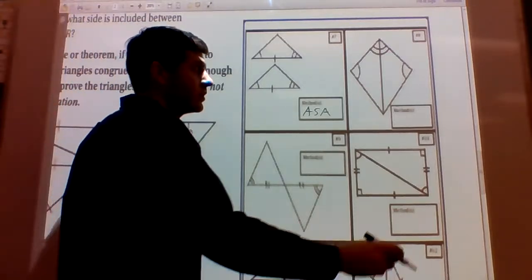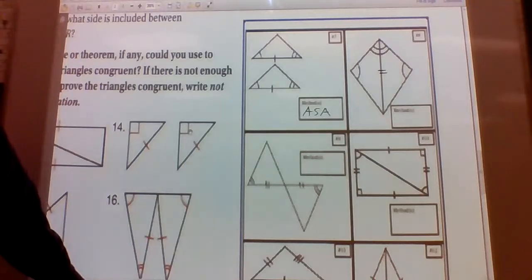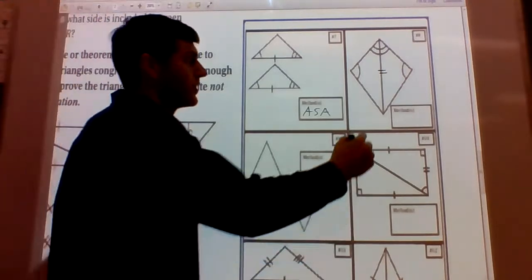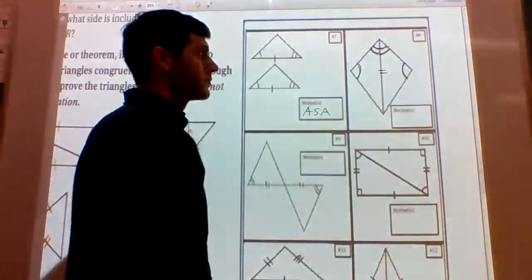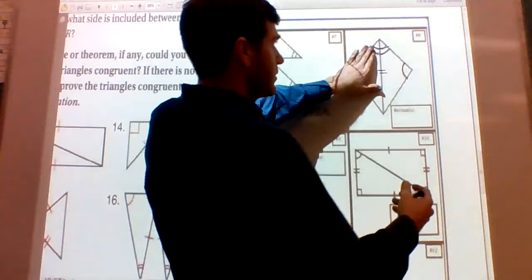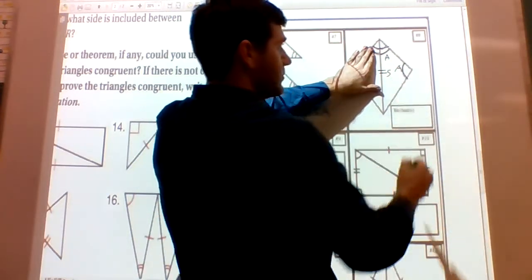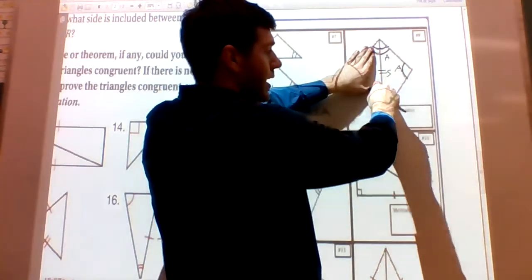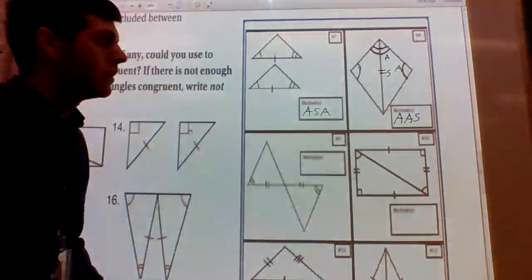Okay. Next one, we notice a shared side. So we can put that in. How many corresponding parts do we have that are congruent? We have 3. We have angles here and here. Cover up one of the triangles. Okay. We have angle, angle, side. Okay, two angles and the non-included side. Since it's two angles and the non-included side, we have angle, angle, side.